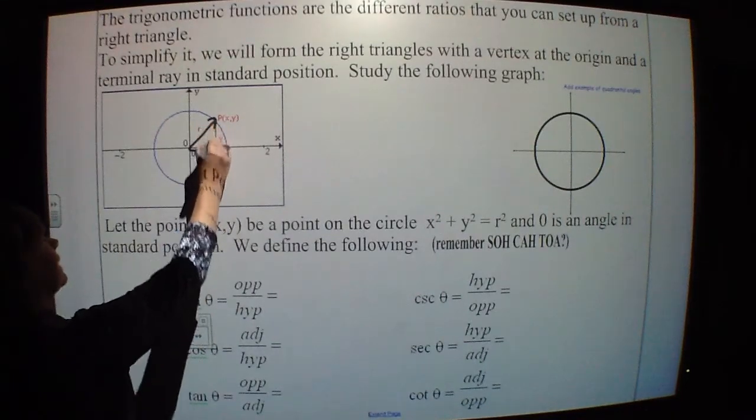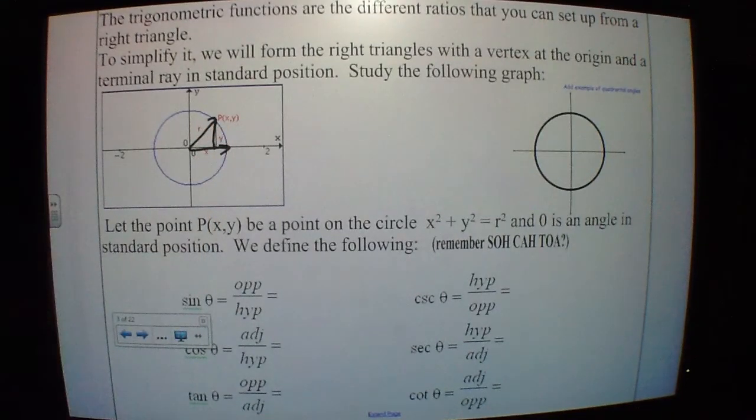We're going to make a right triangle. We will always be making the right triangle with respect to the x-axis. So we'll always be making the right triangle by going down vertically or going up vertically. Never horizontally. We'll never go right or left to make the right triangle. We'll always go up and down to make the right triangle.